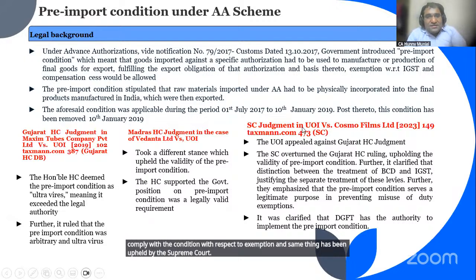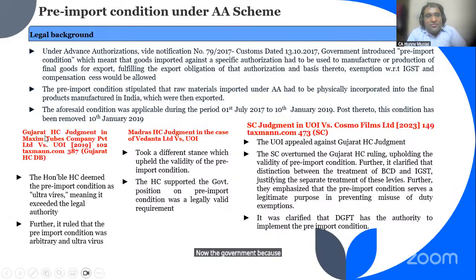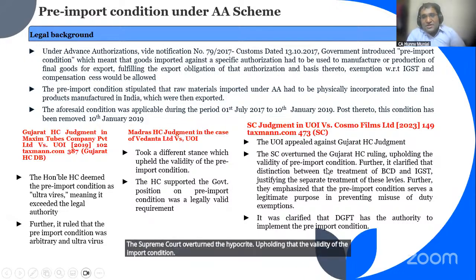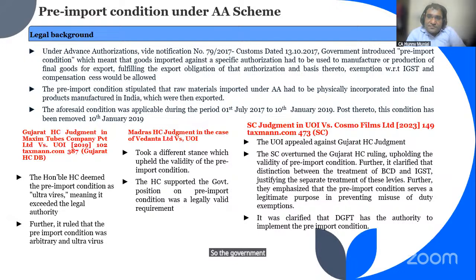Now the government, because of the contradictory view by Gujarat High Court, have gone against this judgment before the Supreme Court. The Supreme Court overturned the Gujarat High Court ruling, upholding the validity of pre-import condition. So the government's condition in the law was correct. There is a distinction between the treatment of BCD and IGST, justifying the separate treatment of these duties.